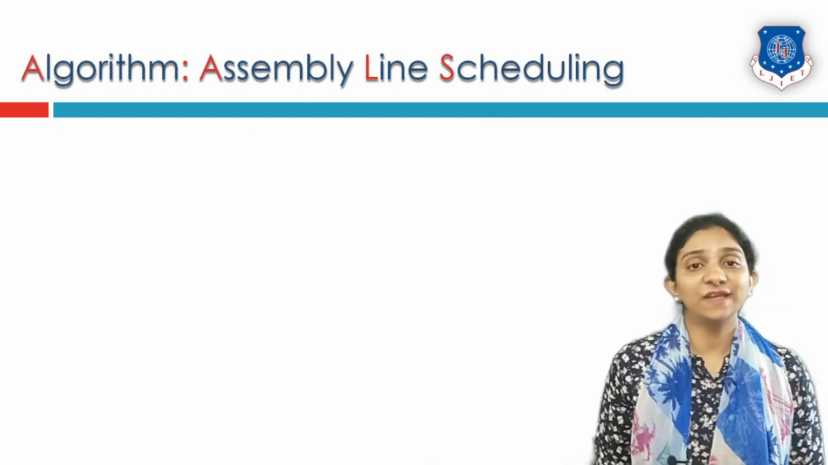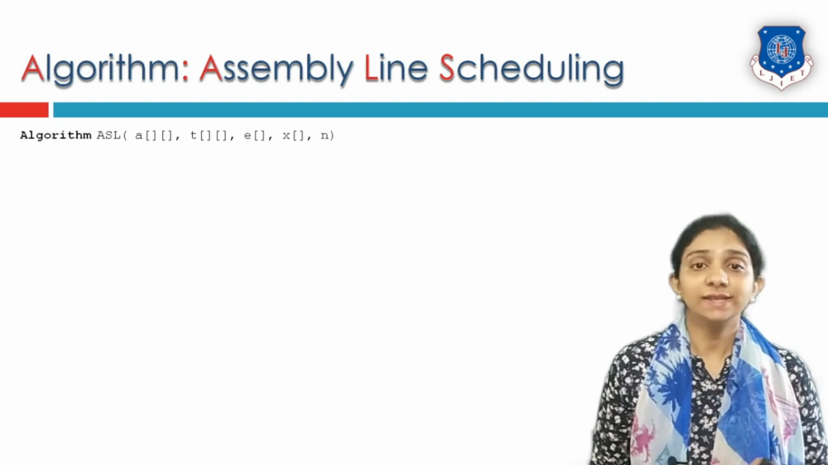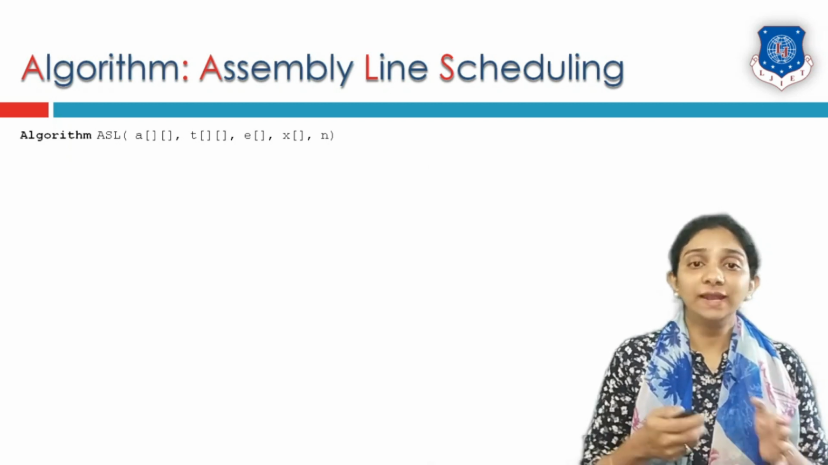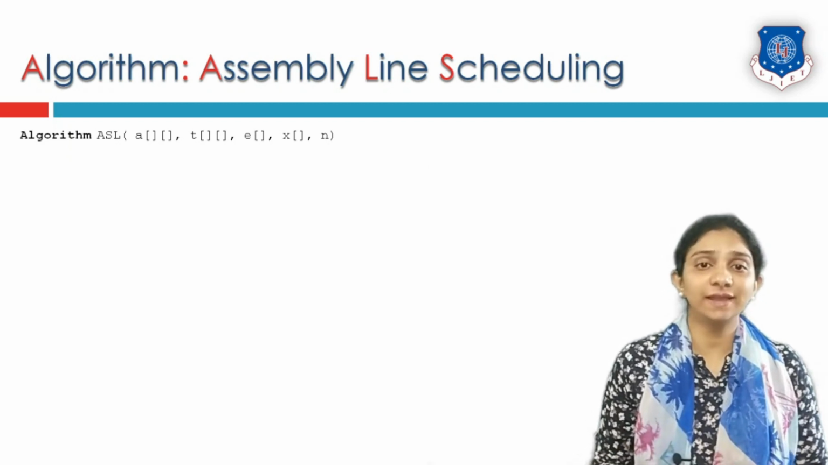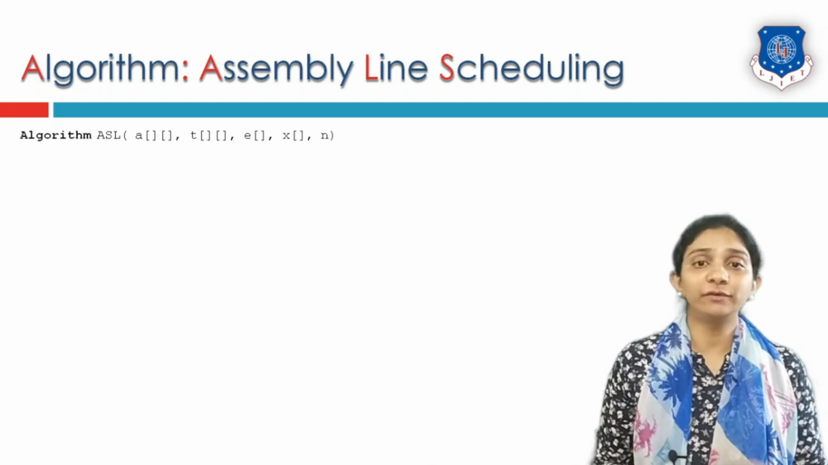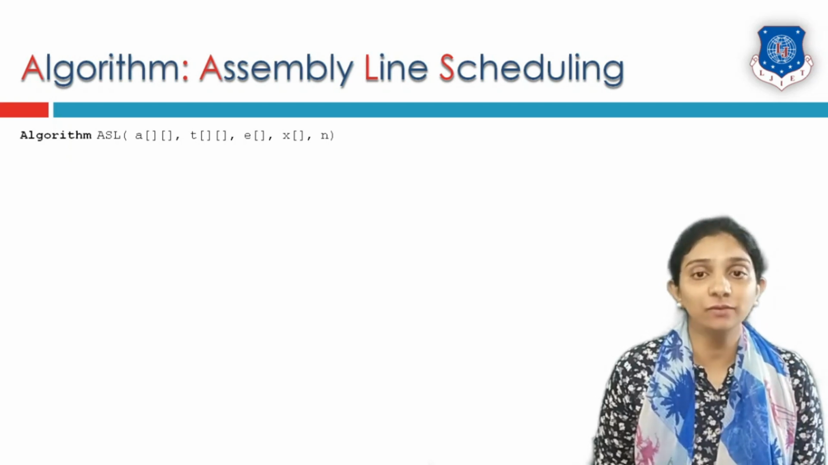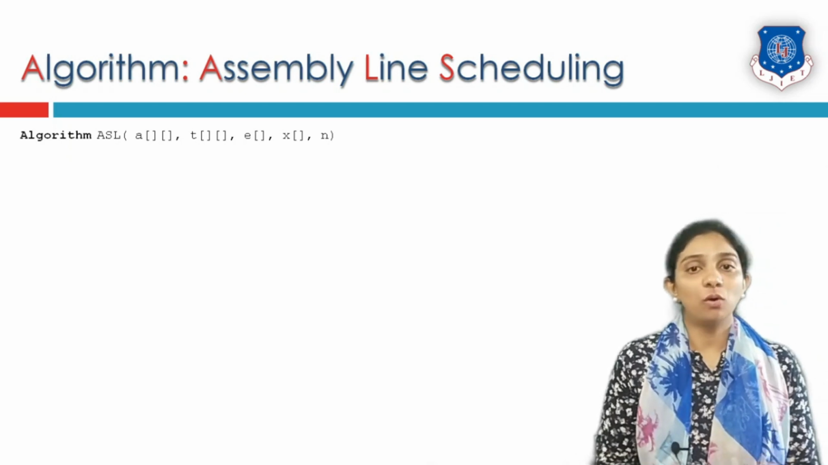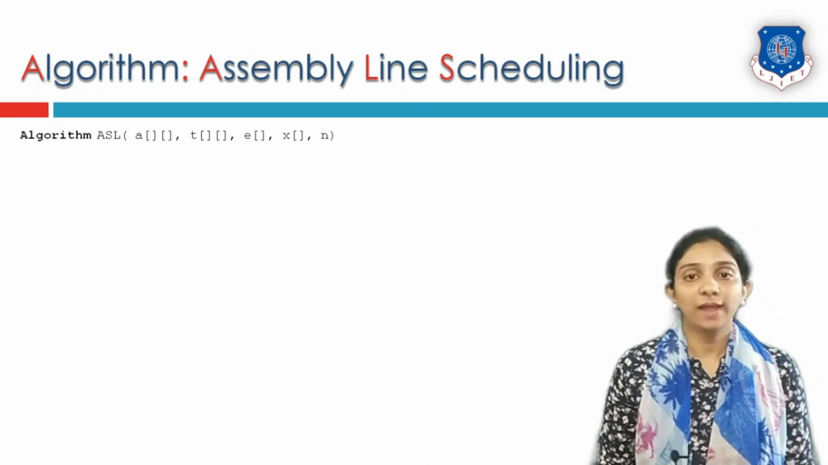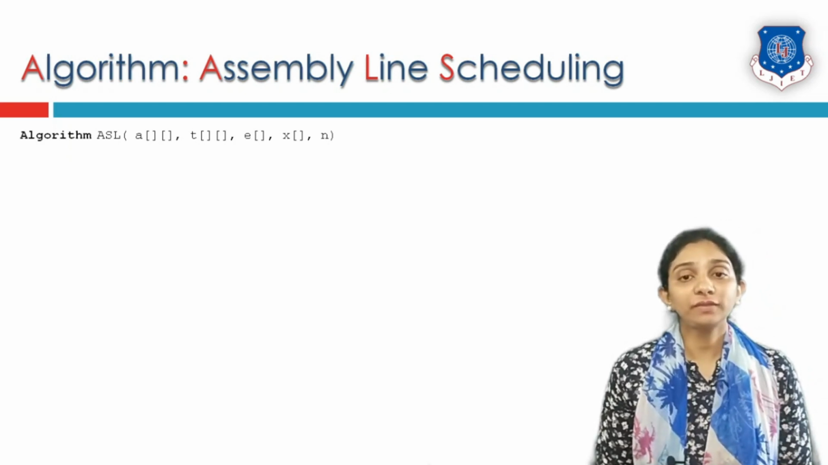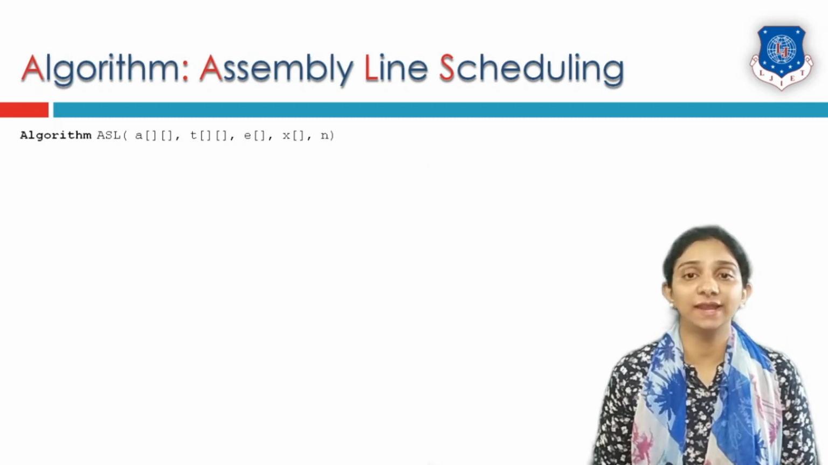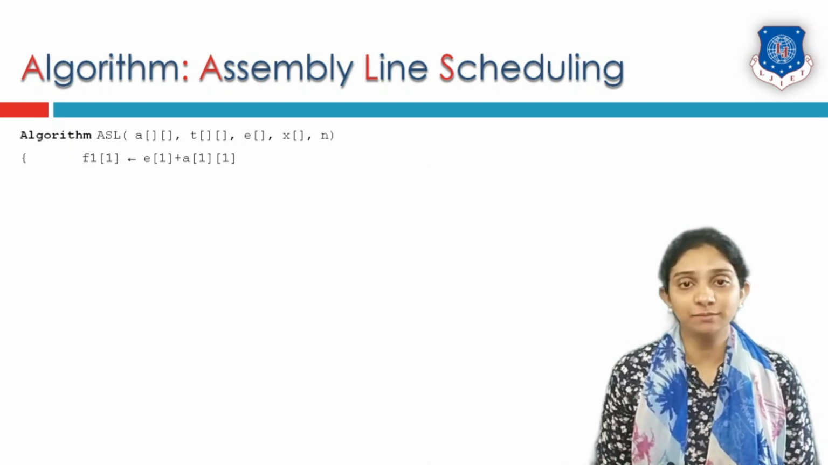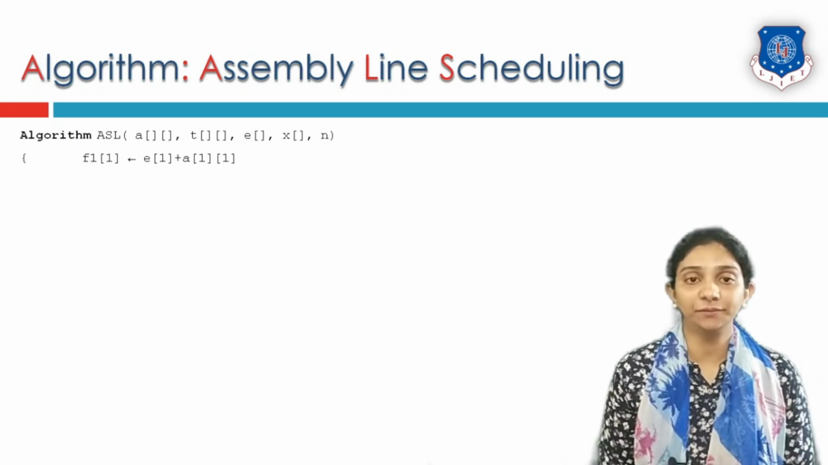Now let us look at the assembly line scheduling algorithm. It takes 4 arrays: an array A, which is 2-dimensional, showing the line i station j processing time; an array T, which is showing the transfer from one line to another line value; an array E, showing the entry time of line 1 and line 2; and an array X, showing the exit time of line 1 and line 2. N is nothing but the number of stations in a given table or given manufacturing unit.